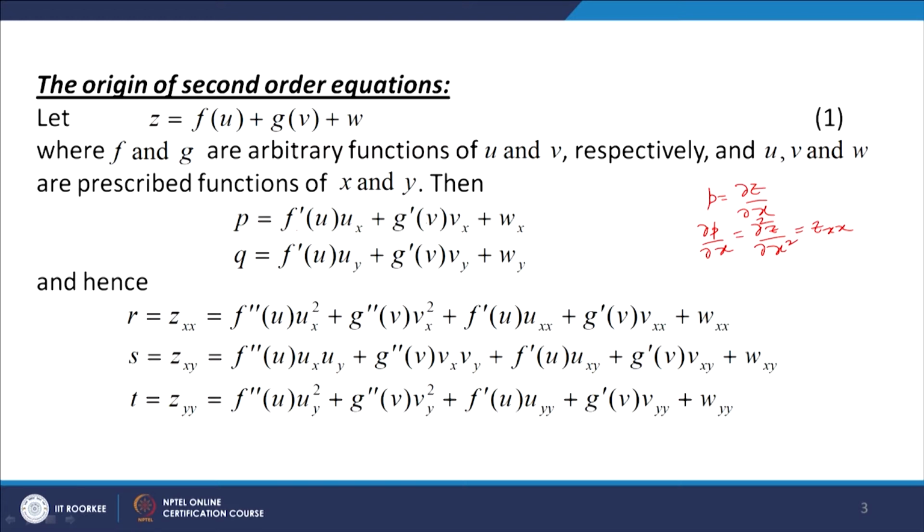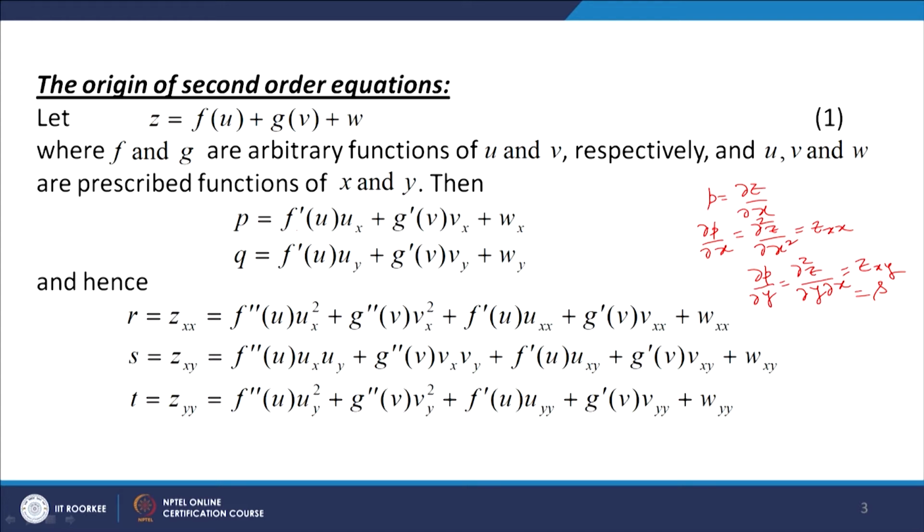When we differentiate with respect to x, what we get is g double dash v into vx into vx, so vx square, and then g dash v into vxx, and wx gives you wxx. And similarly when we differentiate p with respect to y, we get zxy, which is equal to s. Now zxy will be obtained by differentiating this equation with respect to y.